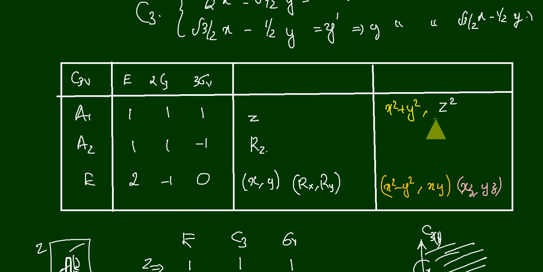And dz square will be a completely different set. Its symmetry is a1. So there also the degeneracy of the d orbitals is lifted. We can see that the degeneracy of the d orbitals is lifted, and one of the d orbitals corresponds to the a1 symmetry, and 4 of the d orbitals correspond to the e symmetry. That is what we can understand together.